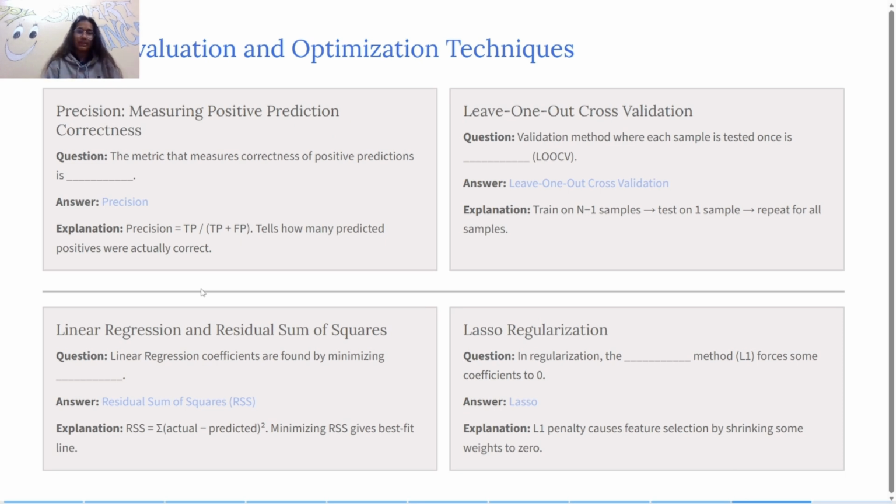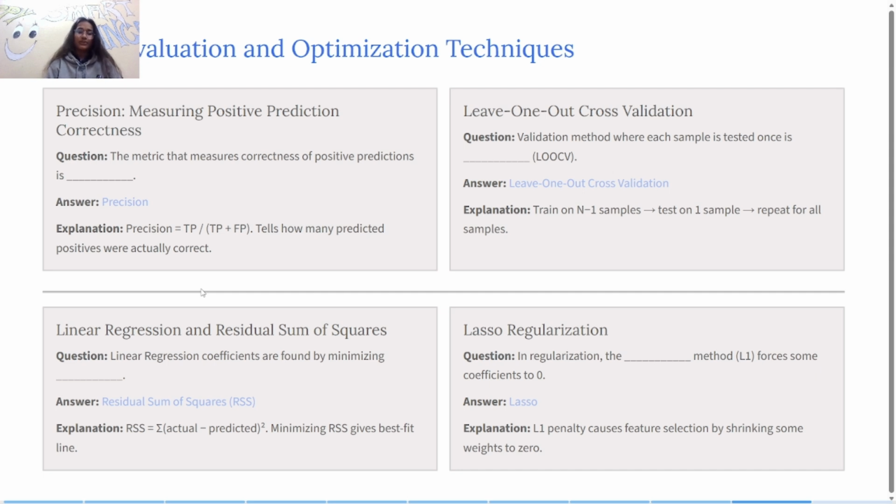Here, question number 17. The metric that measures correctness of positive predictions is blank. So precision tells us, out of all predicted positives, how many were actually correct. So what's the answer here? Precision.